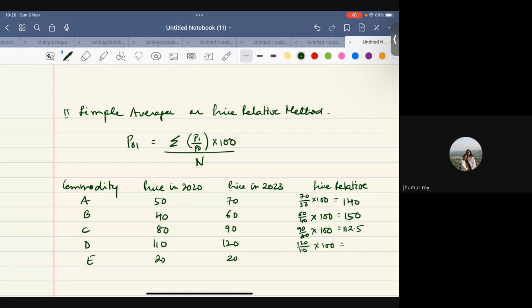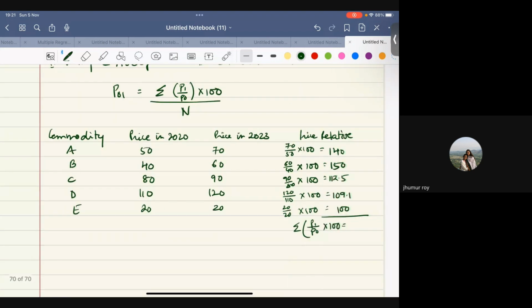Answer? 109.1, it should come. Then you've got 20 upon 20 multiplied by 100. So this will come out to be 100. Now we will add these values. This will give you the sum of P1 upon P0 multiplied by 100. Please add this value.